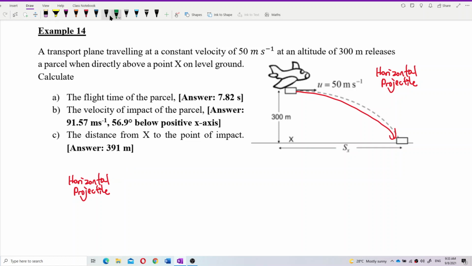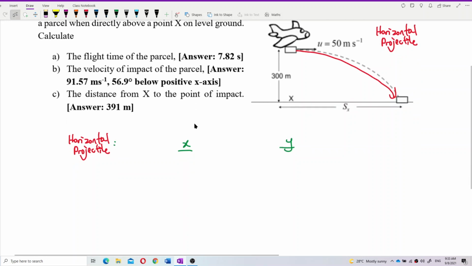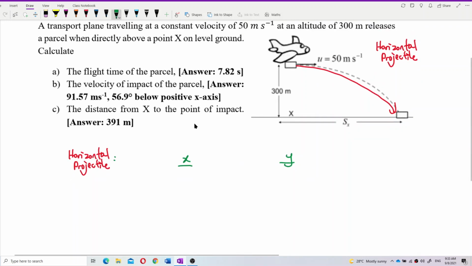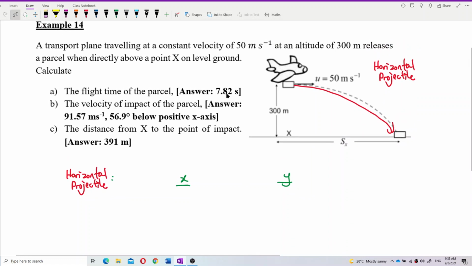We just make two components. A horizontal projectile has two components, x and y components. Let's talk about the initial velocity for a horizontal projectile. It has only the x component velocity. The initial velocity is only the x component.